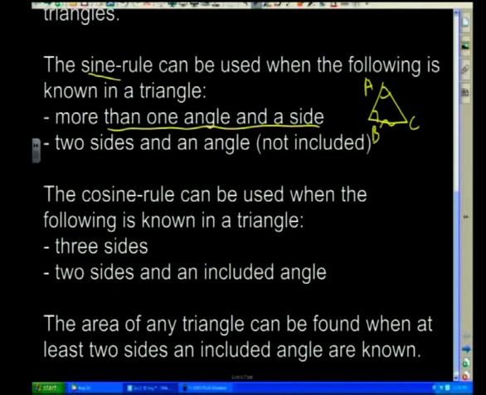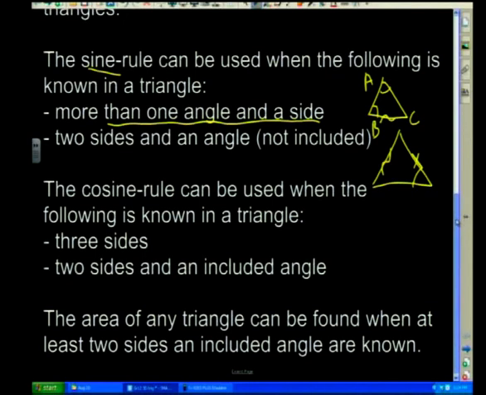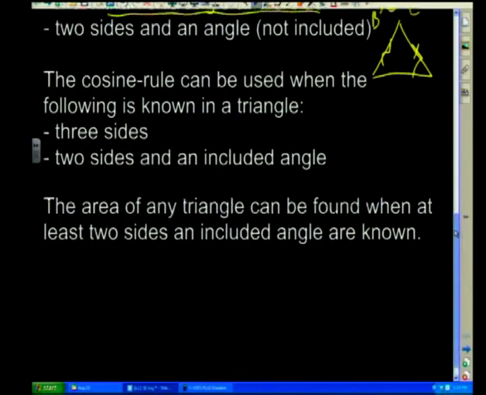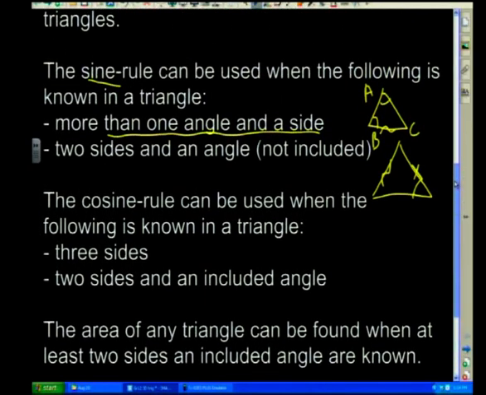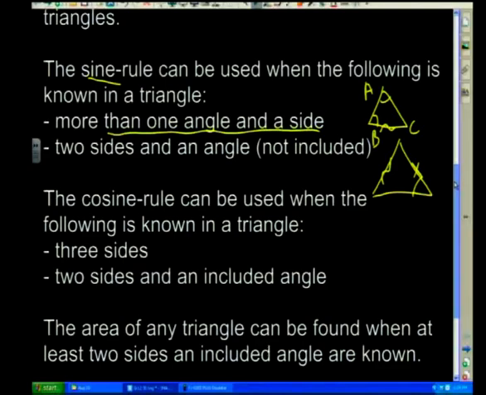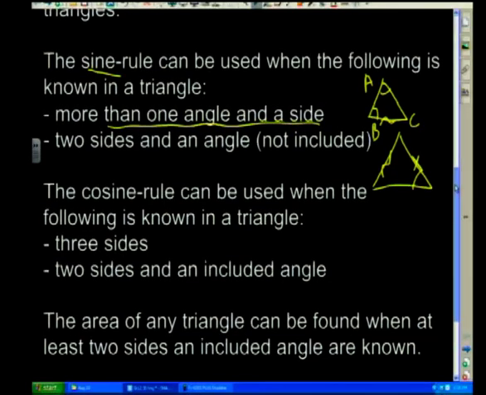Also, if you have two sides and an angle that's not included, so another triangle, if I know two of the sides, so I know this side, I know that side, but the angle that I know is not between the two sides, so say it's somewhere there, then once again you can use the sine rule to help you solve and work out the angle in the triangle, and then work out the sides as you need them. So the sine rule, two times you would use it: if there's more than one angle and a side, or if there are two sides and an angle.